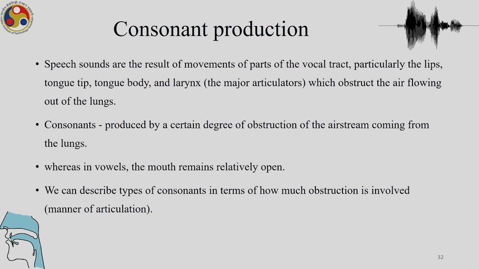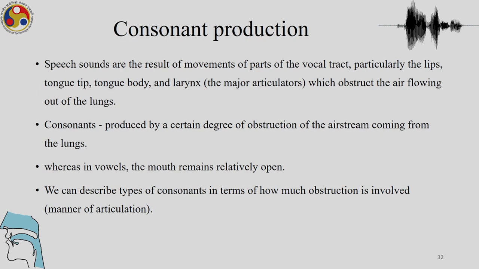Whereas in vowels, the mouth remains relatively open. Therefore, there's a fundamental difference between the production of consonants and the production of vowels. Consonants involve occlusion; vowels involve the mouth remaining relatively open. It is important that vowels are produced when the mouth is open, and consonants will involve some degree of occlusion. Either the occlusion is going to be very rigid, or it's going to be less so.